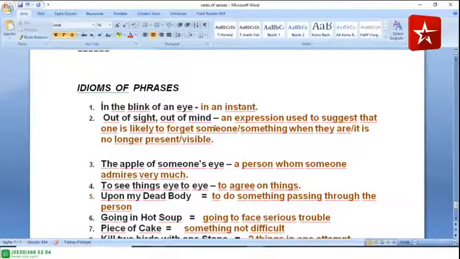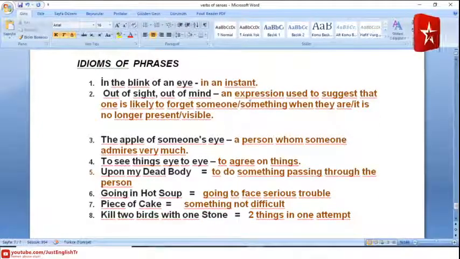Now when you say that, in the brown I've given you the meaning. It says an expression used to suggest that one is likely to forget someone or something when they are no longer present or visible. All right? Now that is the meaning of our idiom phrase out of sight or out of mind.